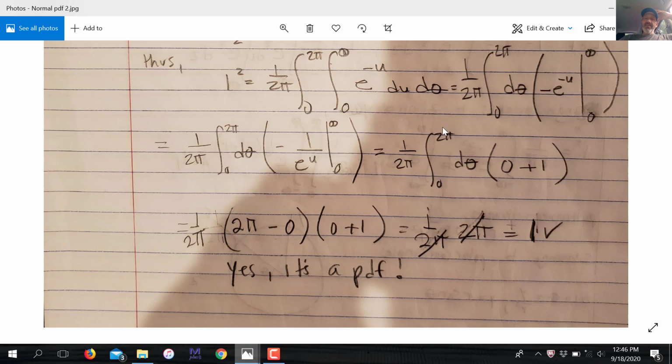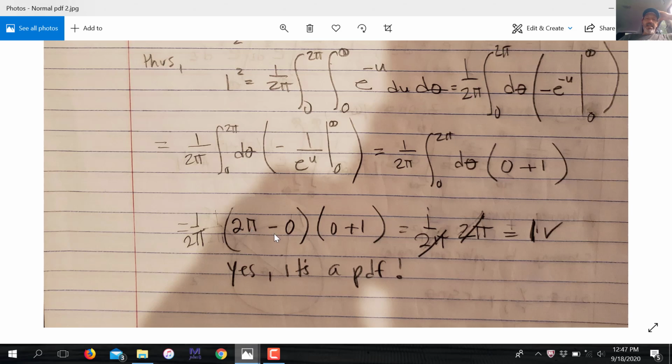And then we have to deal with this d theta part here. Well, the antiderivative of d theta is just theta, right? Because the derivative of theta is 1, and this is a 1 right here. So we're doing the same thing: we're going to do 2 pi minus 0, because this is just a theta here. So theta equals 2 pi minus theta equals 0, so it equals 0. So we're left with 2 pi minus 0.